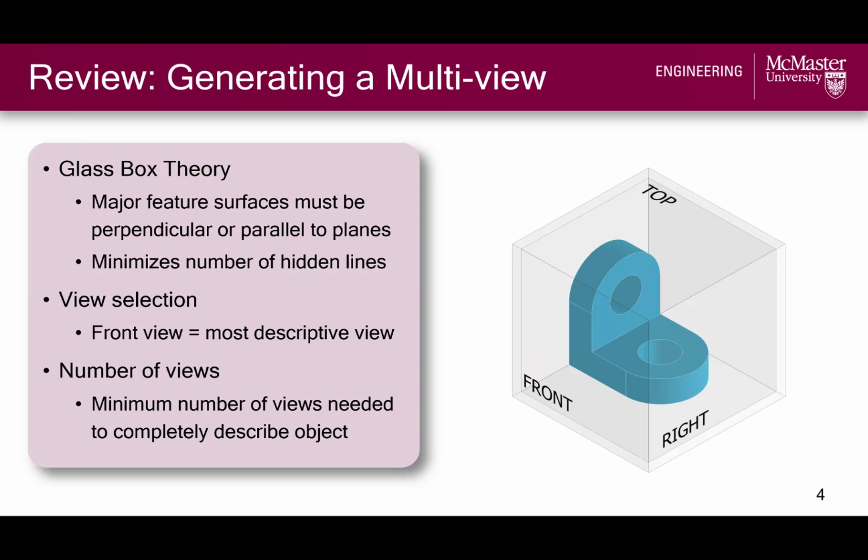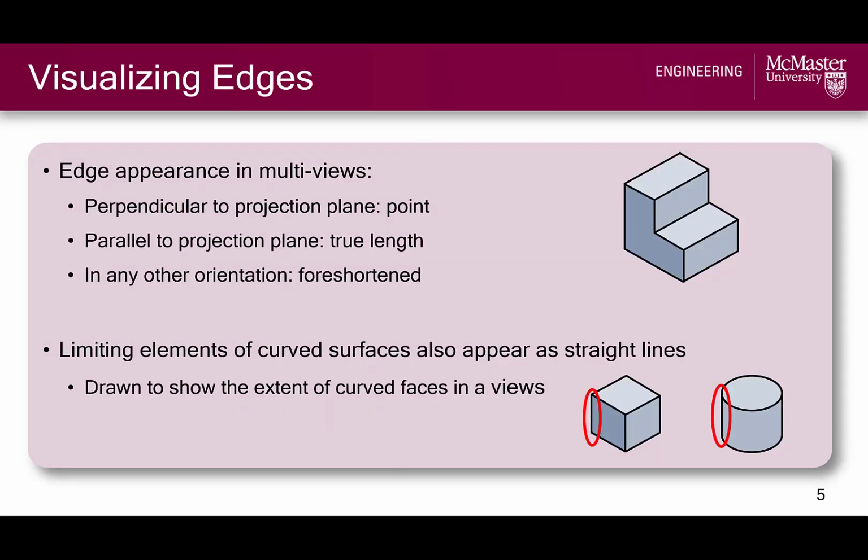Now let's take a look at interpreting part features in multiviews in further detail. Starting off with the basics, consider the edge of a part, which is the intersection of two plane surfaces like the one shown in red here. If we viewed this edge from the right, it would be perpendicular to the projection plane and it would appear as a point.